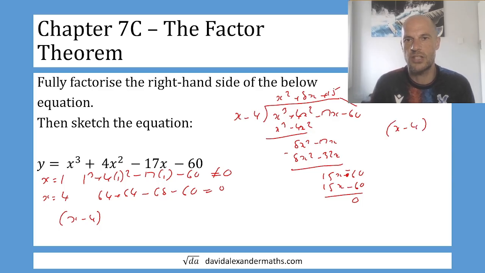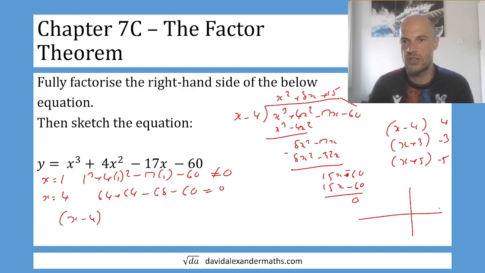Can this quadratic expression be factorised? Yes, it can. x plus 3, x plus 5. So we can get 3 solutions. One solution we already know is 4, another one is negative 3, and another one is negative 5. So if I do a very quick sketch, the solutions are 4, negative 3 and negative 5, and hopefully we know that a positive cubic looks like this, so it's going to cut through here, down through here and up through there again. So there is my very rough sketch.